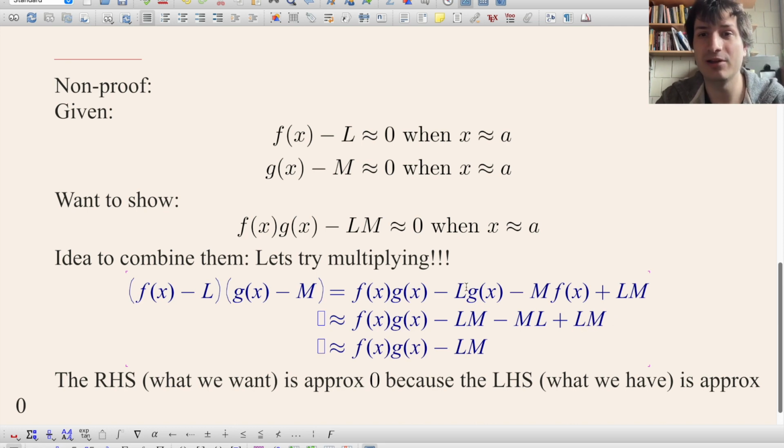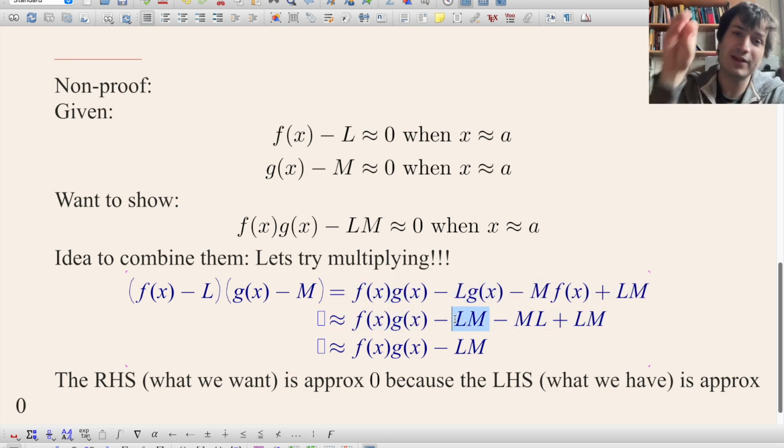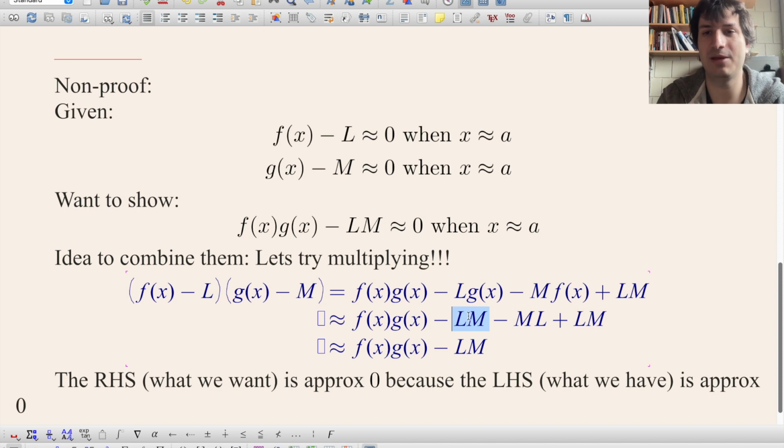So for example, here I had that g was approximately m, and I replaced L times g with L times m. This is saying that if g is close to m, then L times g is close to L times m. That requires some proof. So this is going to be a lemma. We're not going to prove it as part of the main result. We're going to prove it as a sub-result and just use it in the main proof.